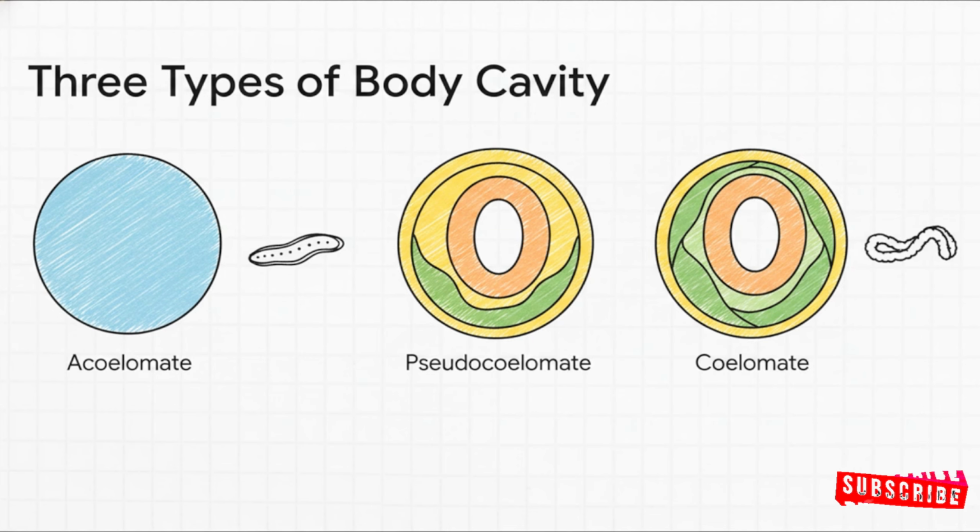First, you've got the acoelomates, like flatworms. Acoelomate just means no cavity. They're solid all the way through. Then you have the pseudocoelomates, which have a kind of false cavity that isn't fully lined. And finally, you have the coelomates. Yep, that's us again, with a true, fully lined body cavity. This was a total game changer for evolution because it gave organs a protected space to grow and get more complex, separate from the movements of the body wall.